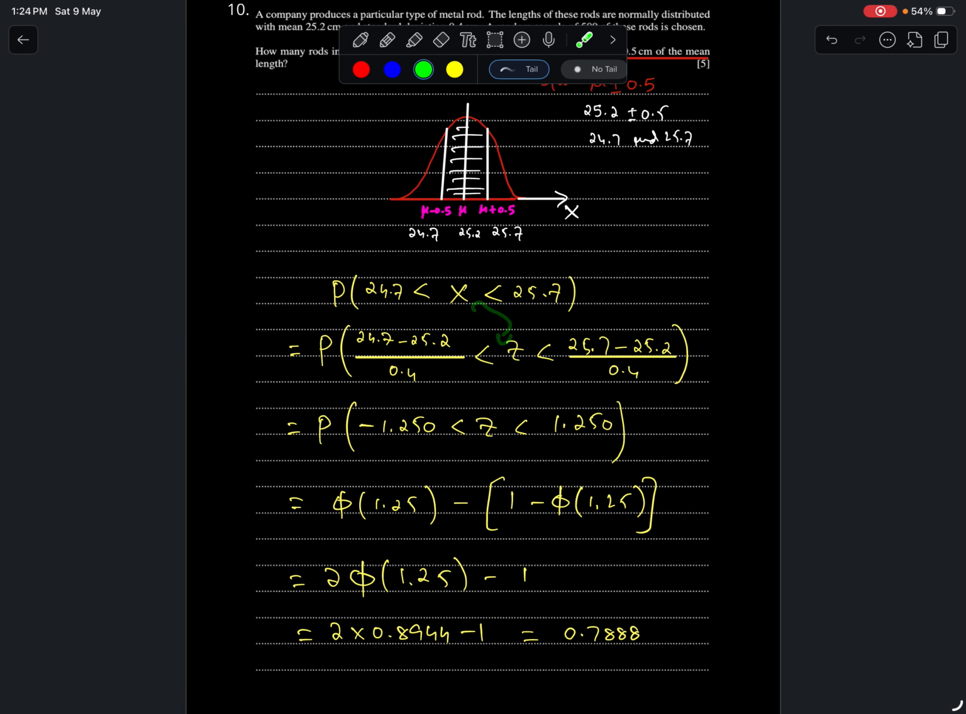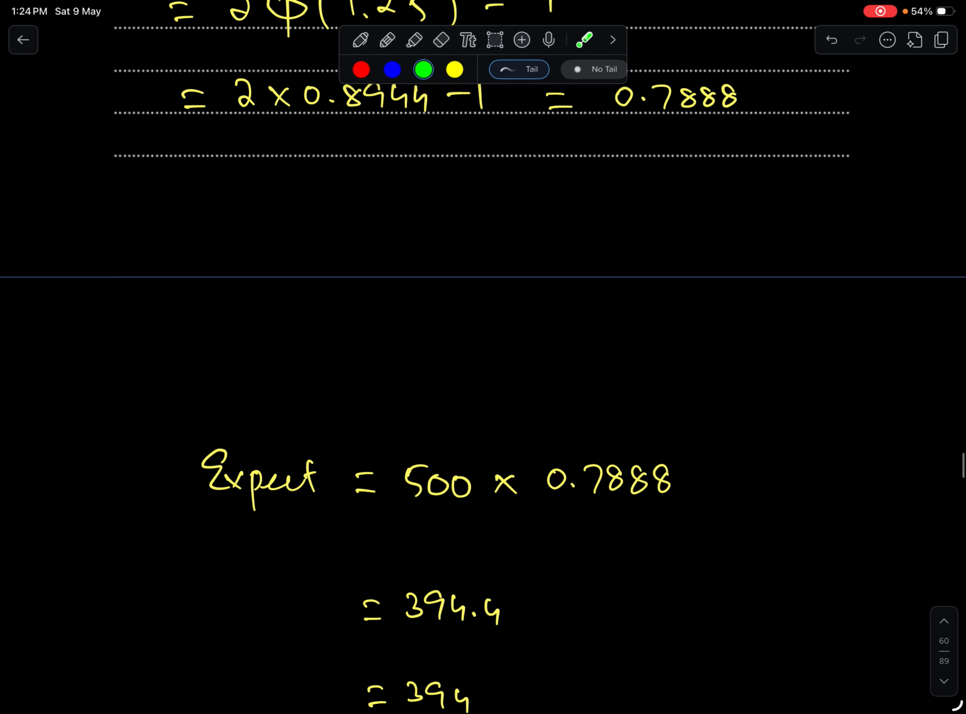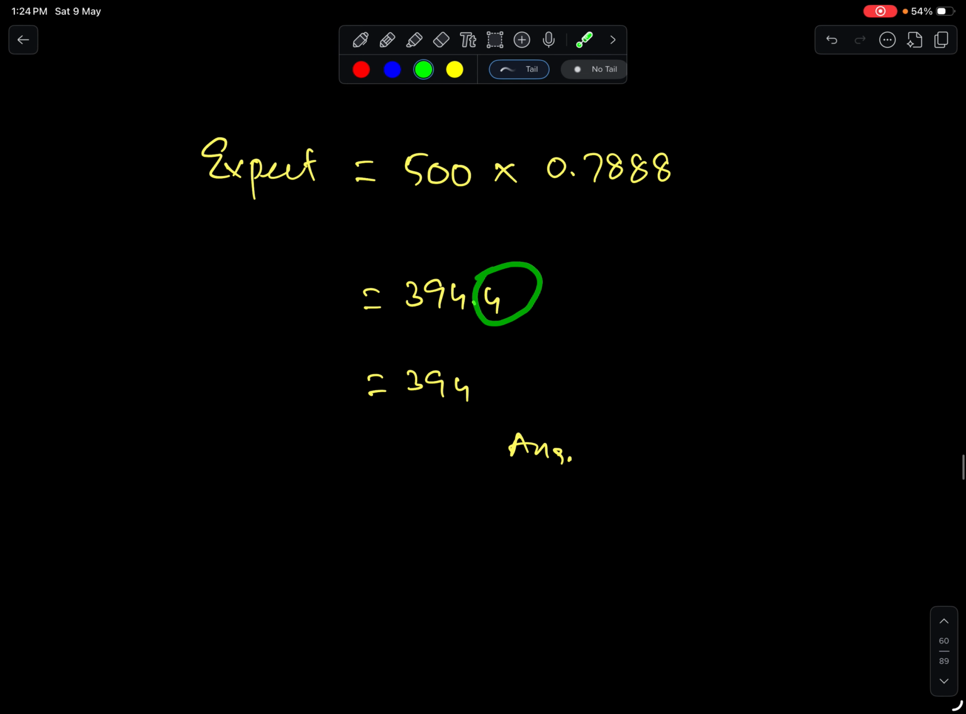So after converting this into z, we have this. So this is phi, this is 1 minus phi. And expect means 500 times this. Since this means rods, so 0.4 can't make a full rod, so 394 rods.